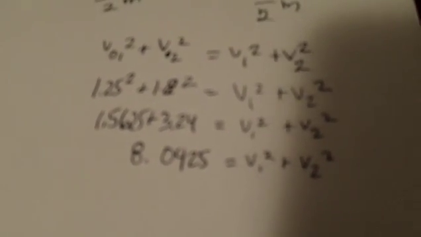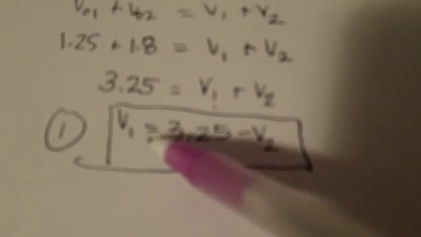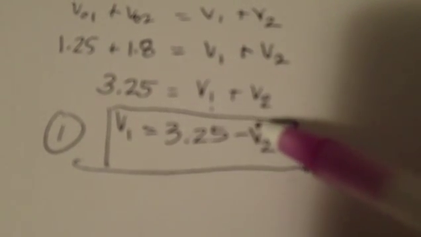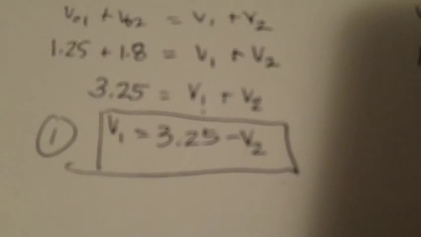Okay, so at this point we have v1 squared plus v0 2 squared equals v1 squared plus v2 squared. When we plug in our values for our initial velocities, we end up with about 8 is equal to v1 squared plus v2 squared. Okay, now what we're going to do, since we already have an expression for v1 in terms of v2, is take this expression that we found in conservation of momentum and plug it into our conservation of kinetic energy equation.